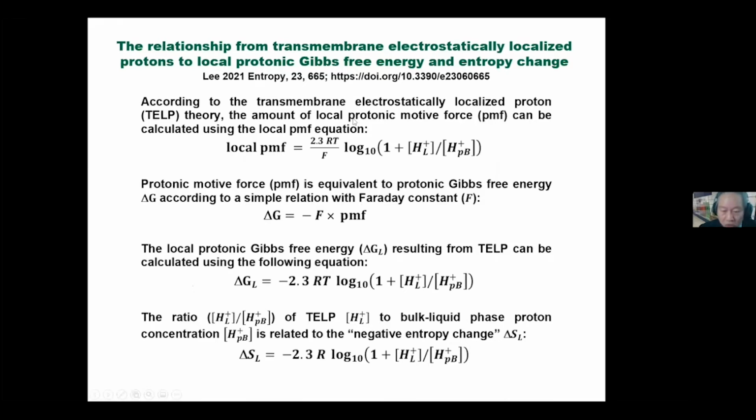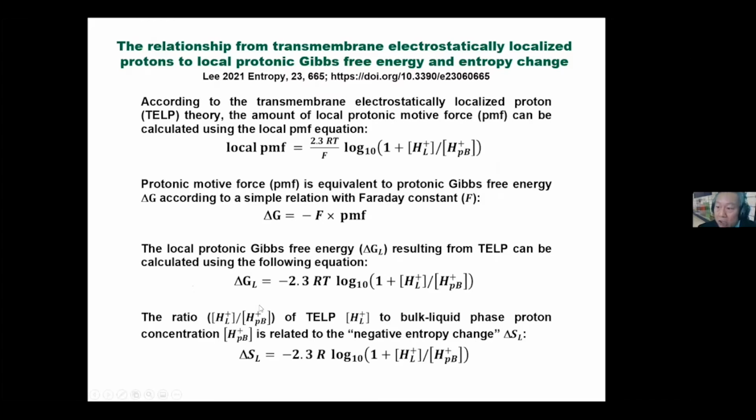Now, look at this component, the localized proton motive force. You remember this is the local one. It's the concentration of your localized protons versus the ones in the bulk phase that actually contributes to your free energy. This local proton motive force has a simple relation to delta G. First, I'm going to explain that.